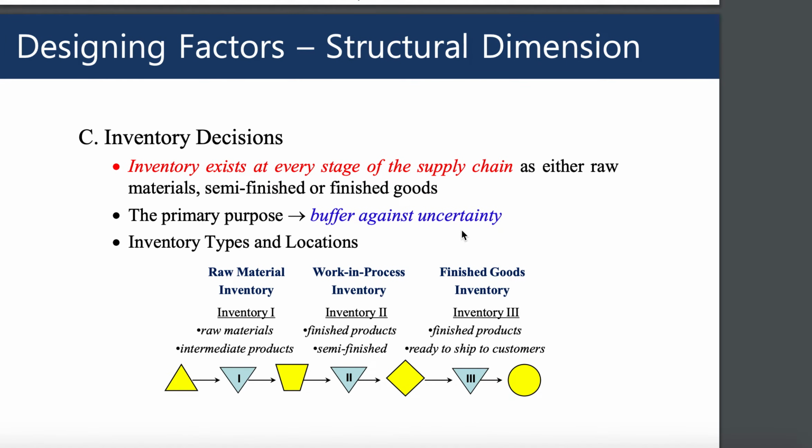And C is our inventory decisions, which is also essential. Inventory is at every stage of the supply chain, as raw material, semi-finished, or finished goods. So when you purchase your inventories, when you manufacture your inventories, it is actually a long commitment as well. I would say it is a high-cost commitment. And the primary purpose of inventory decisions is actually to buffer against uncertainty. What does it mean? When there are high orders, when there are sudden orders, the purpose of inventory is to be able to fulfill the orders made by the customers so they can get your product and you can make money.